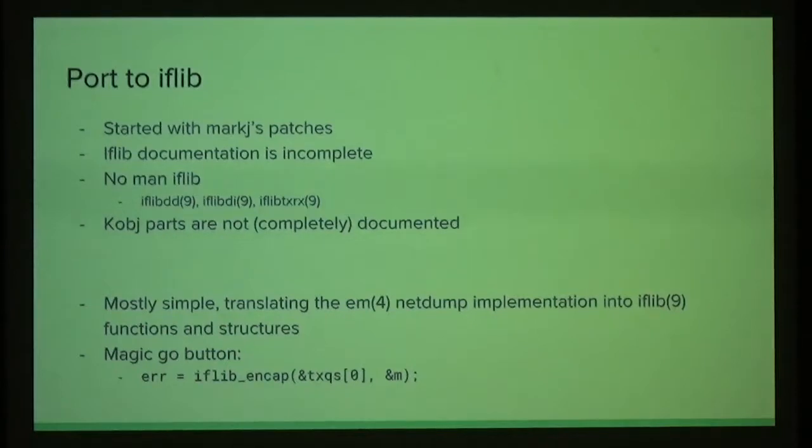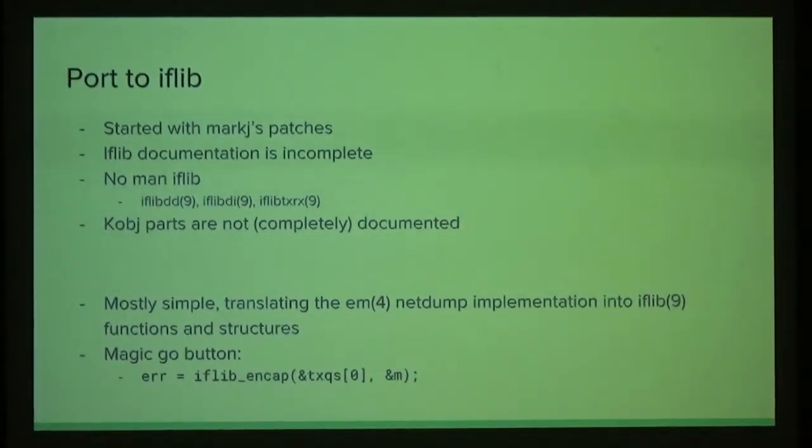Originally, if you did man -k or apropos iflib, it came up with nothing. You actually had to know that you were looking for iflib_dd, iflib_di, and iflib_txrx, which are the device-dependent, device-independent, and the transmit-receive functions separately. And then on top of that, there are kobj functions that aren't documented anywhere. You actually have to go through, and you won't find them in cscope because it doesn't read kobj files. So that part was particularly difficult. There were some things that I needed that just didn't exist in the C implementation.